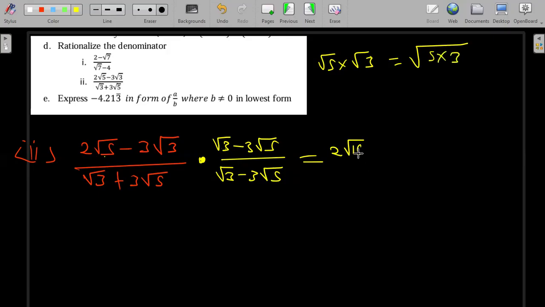That's why I'm getting this 15. And then we have that 2 outside. So 2 root of 5 multiplied by root of 3, I get 2 root of 15. Then 2 root of 5 multiplied by minus 3 root of 5. What am I going to get? The 2 and the minus 3 will give me minus 6. Then this root of 5 multiplied by the root of 5 is going to give me 5. So this is just minus 30. So I'll write minus 30 there.